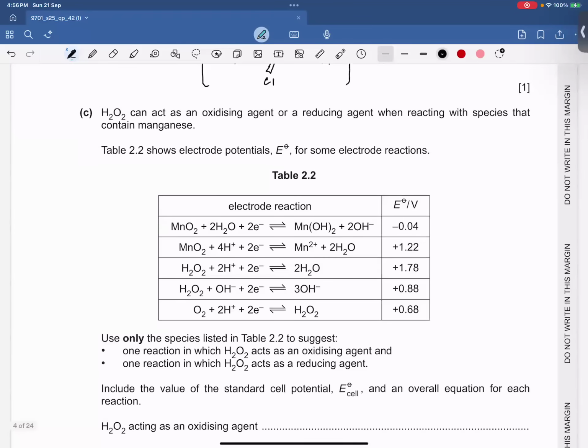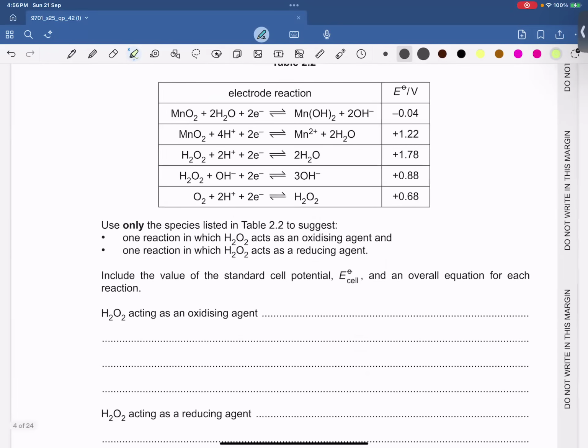Now, part C seems to be related to electrochemistry. H2O2 is acting as an oxidizing agent or a reducing agent when reacting with the species that contain manganese. All right. Table 2.2 shows electrode potentials for some electrode reactions. Use only species listed in table 2.2 to suggest one reaction in which H2O2 is acting as an oxidizing agent.